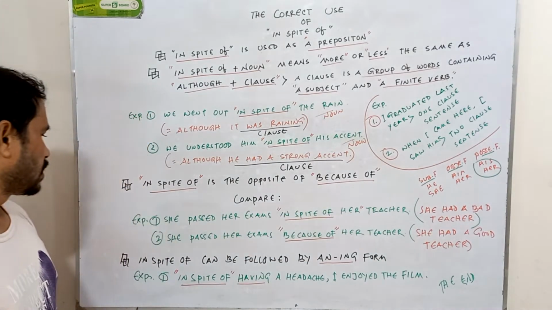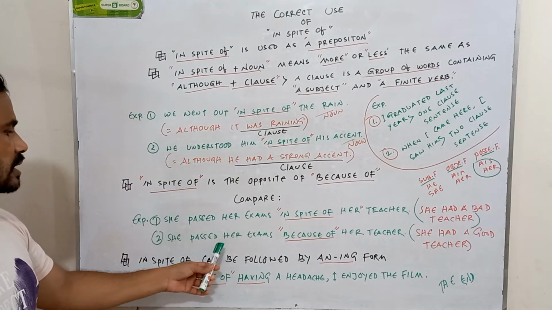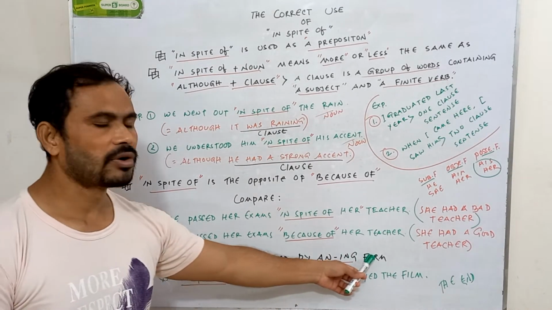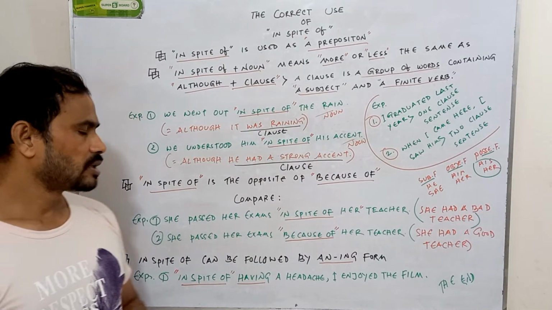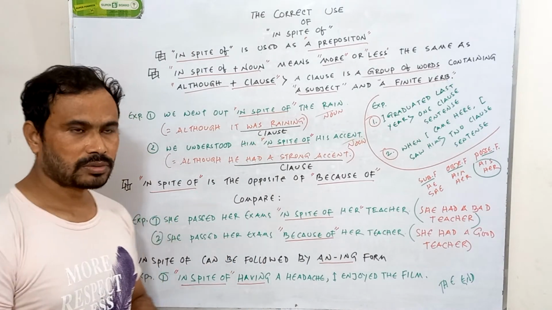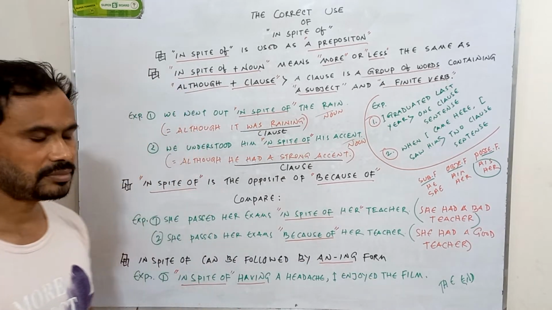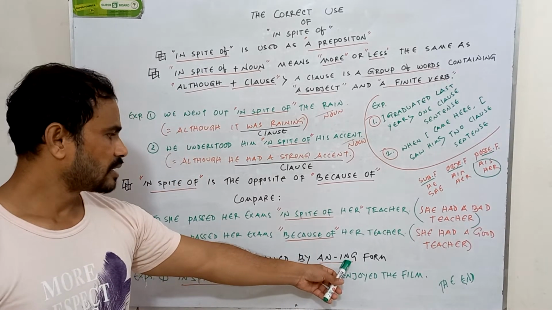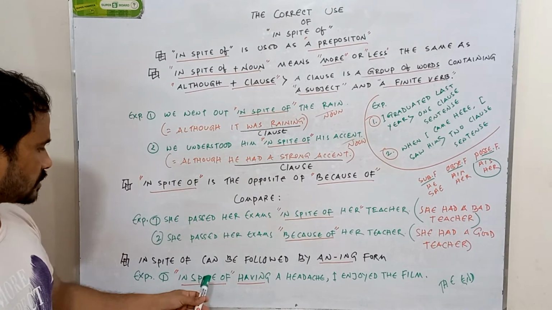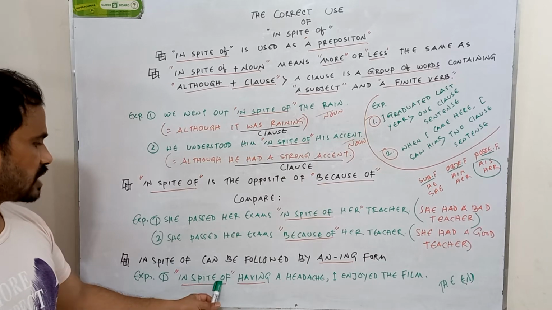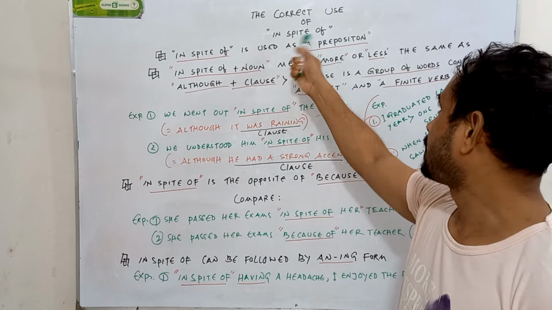Friends, my last concept is that in spite of can be followed by an ing form. Let's look at one example: In spite of having a headache, I enjoyed the film. Having here is an ing form verb, and it is used after in spite of. So friends, I think you understood clearly about in spite of.